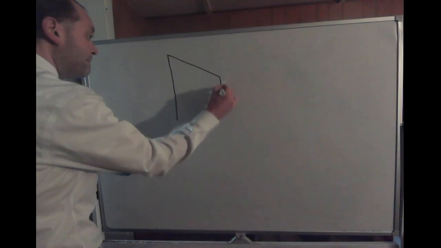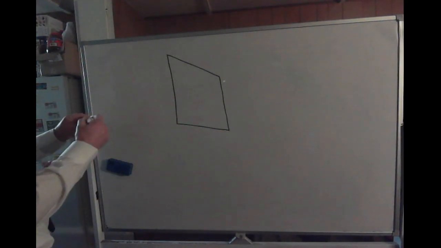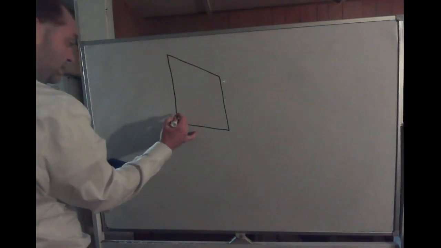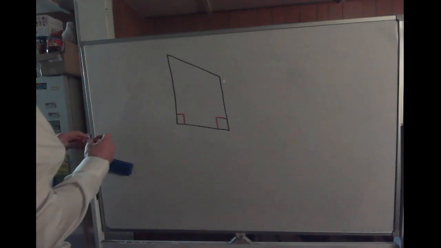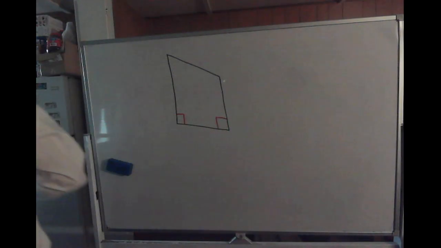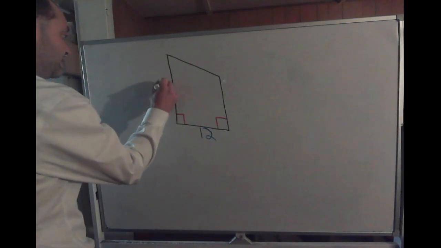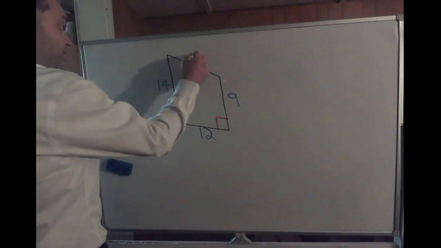Let's do one more easy one, then we'll get into a little bit harder ones. Sometimes you'll have trapezoids that are tilted over too. Again, we have two right angles. This side has a length of 12. This side has a length of 14. This side has a length of 9. They give us this side has a length of 13.